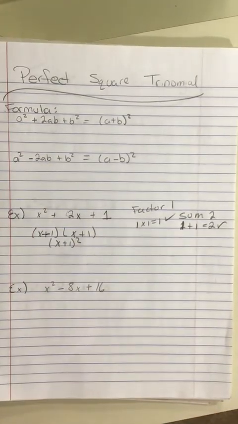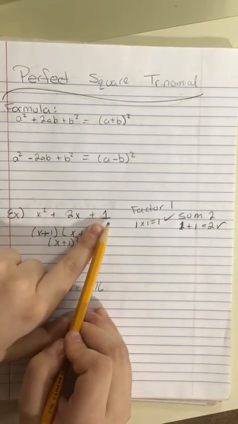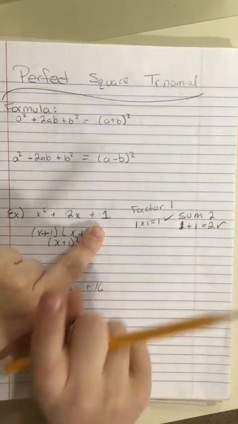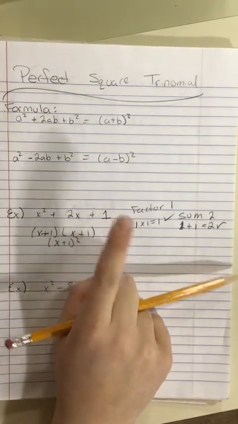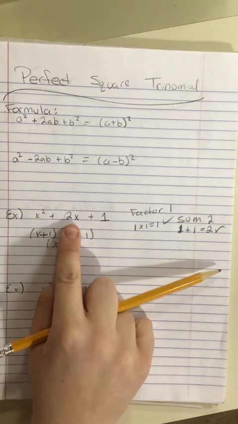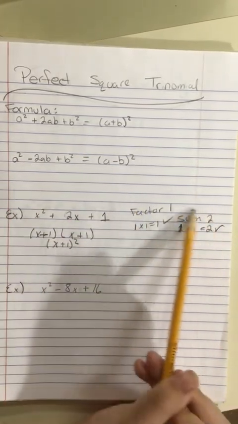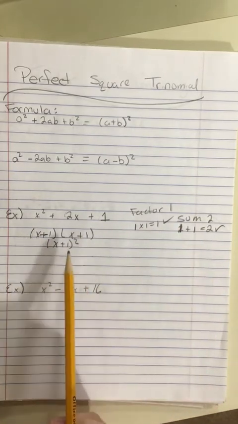So it's x plus 1 squared. As you can see, this is a perfect square. This is a perfect square. And if we take the square root of this, which is 1, and the square root of this, which is x, and times that by 2, we got 2x. So we really didn't have to go through this whole process to get the answer.